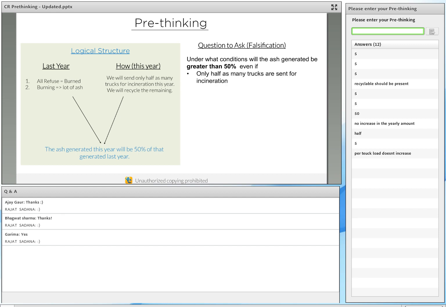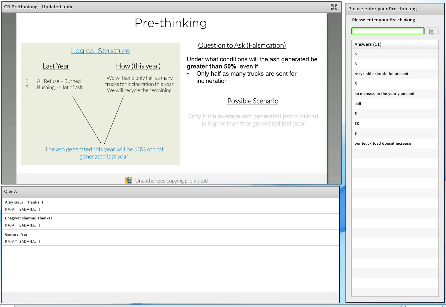So, my falsification question: under what circumstances will the ash generated be greater than 50%? Remember, we are trying to falsify the conclusion, even if I'm only sending half as many truckloads for incineration. Possible scenario: the average ash generated per truckload is higher than what it was last year. That would falsify my conclusion. So my assumption is that the ash per truckload is going to be similar to or lower than what it was last year.